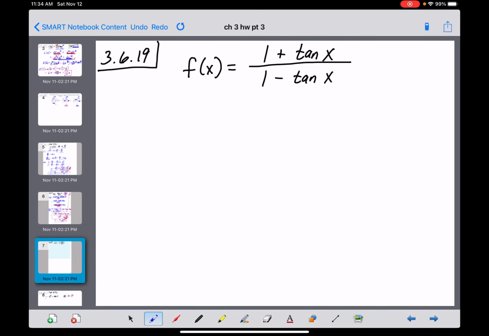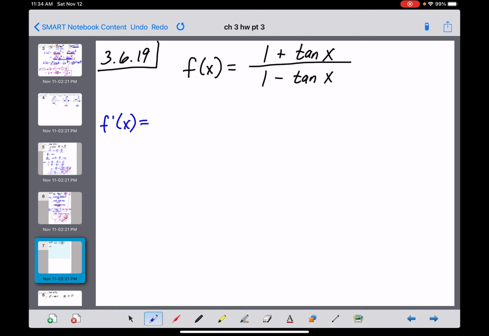All right, looking at number 19, f of x is a quotient function here, 1 plus tangent of x over 1 minus tangent of x. I'm trying to think if there's any Pythagorean stuff we could mess with. I think we're going to deal with this one directly. So here we go, f prime of x, let's go get it.